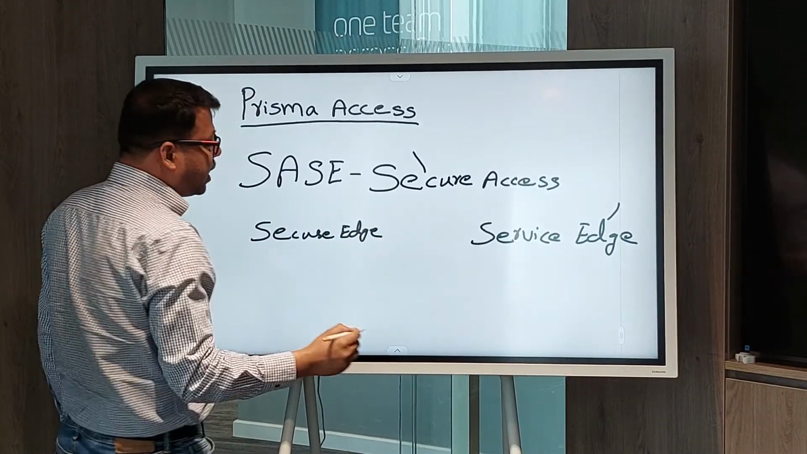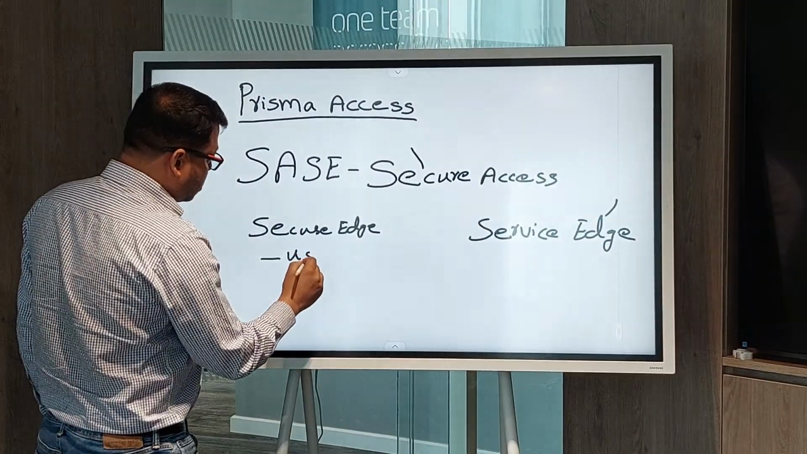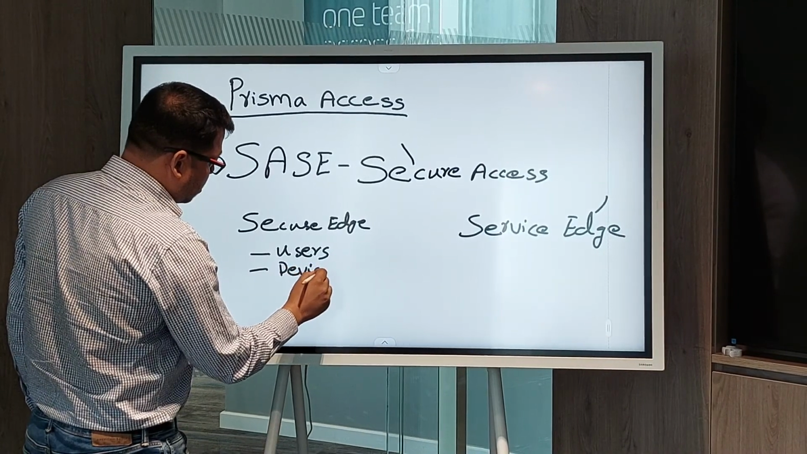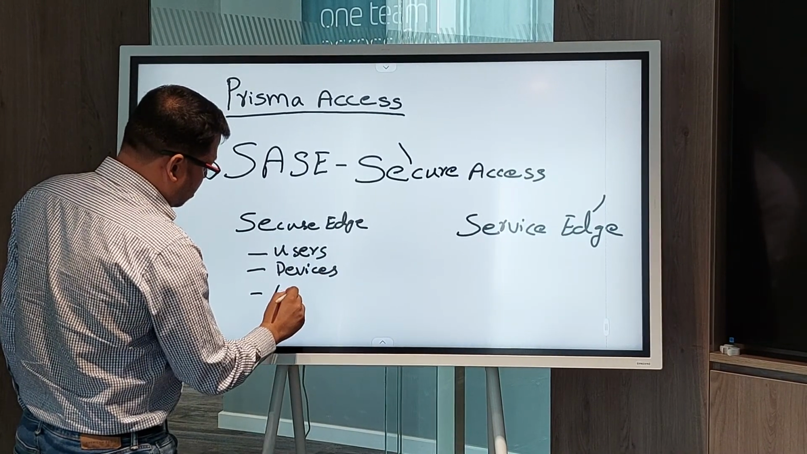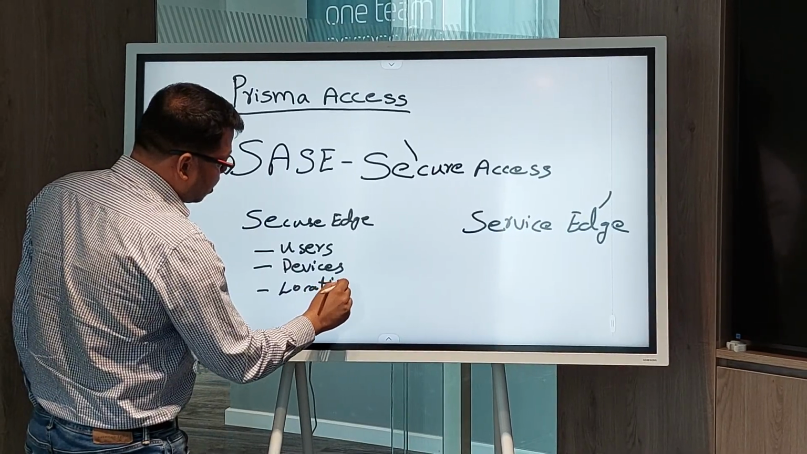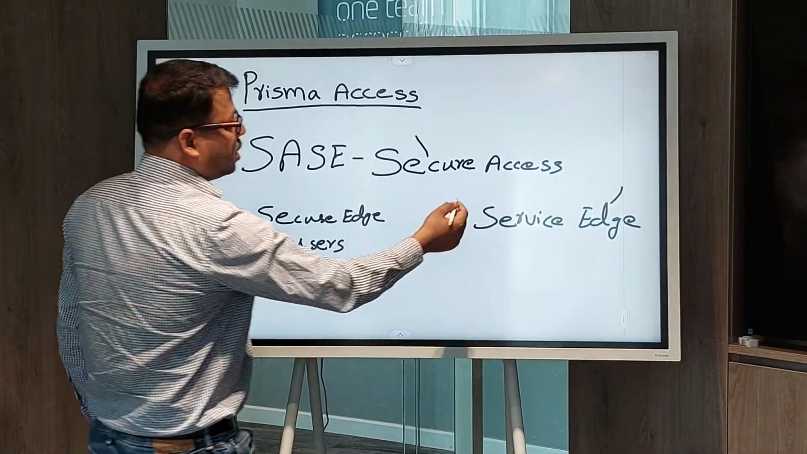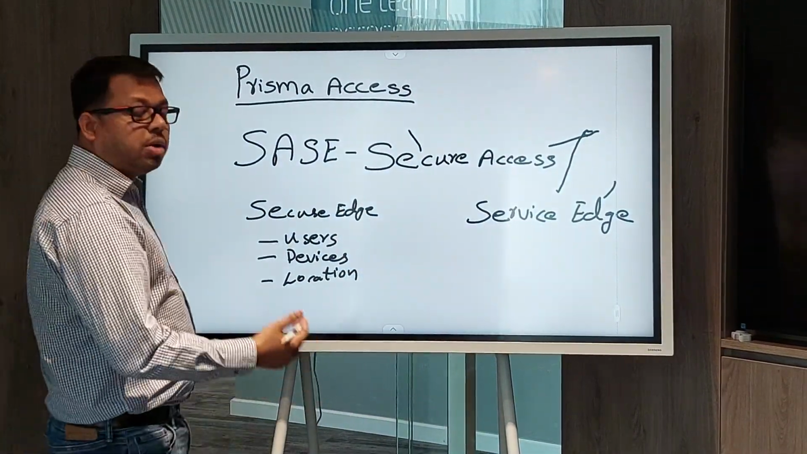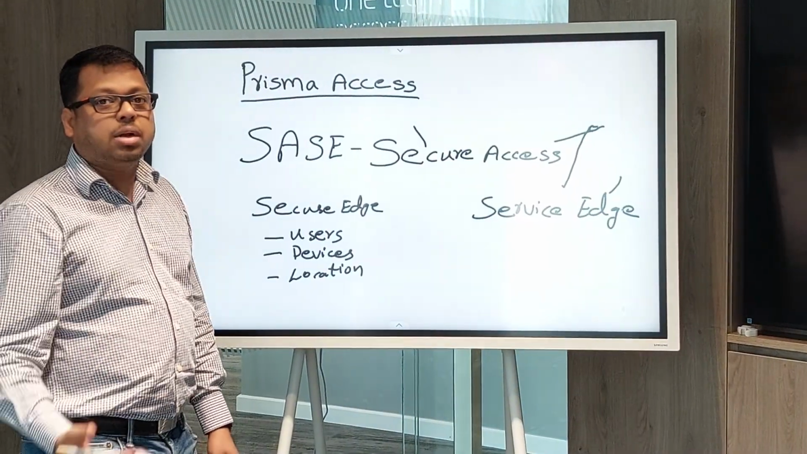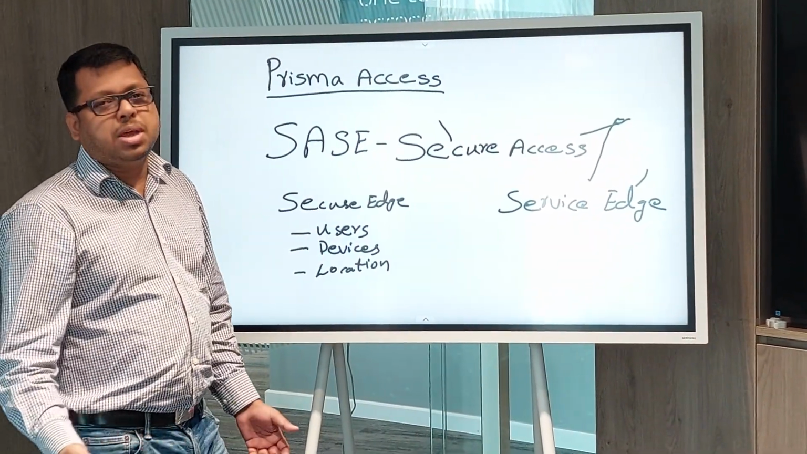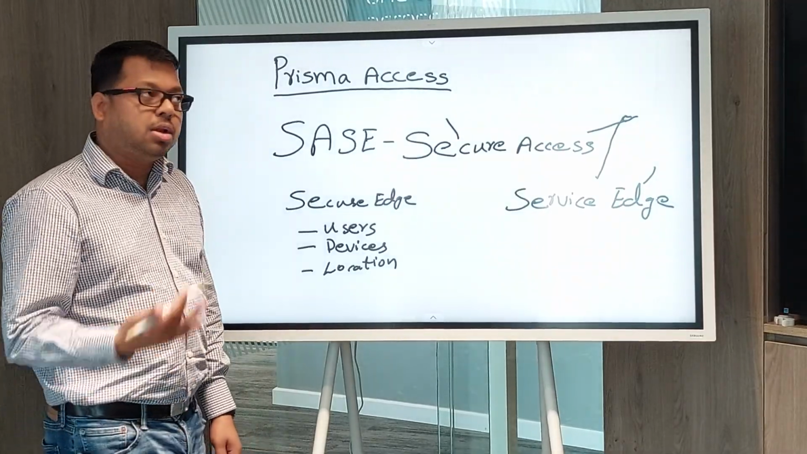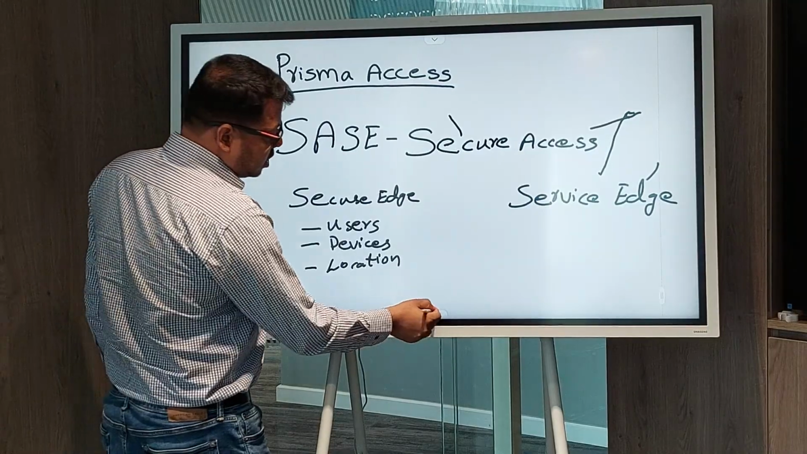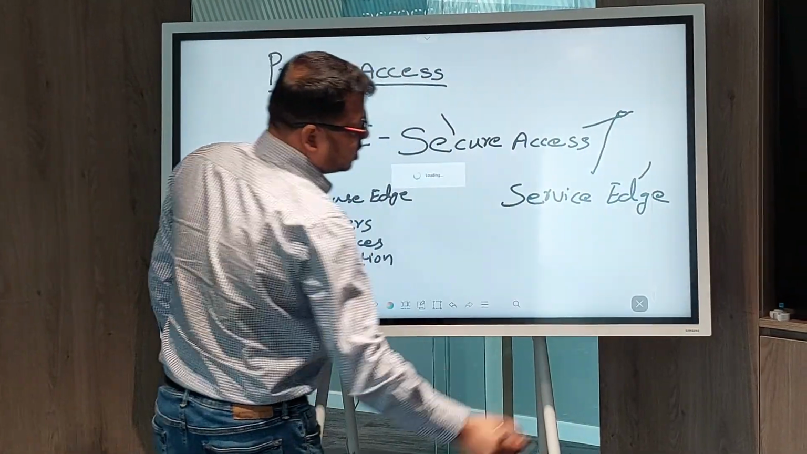Secure the edge. So what are the edge we are talking here? It's users, devices, locations. Secure the edge, the middle terms, accessing the services. So where will be the services? The services may be in data center in HQ, or it may be in any of the hybrid cloud. Maybe it may be in AWS or Azure. Let's see what is the architecture of SASE.